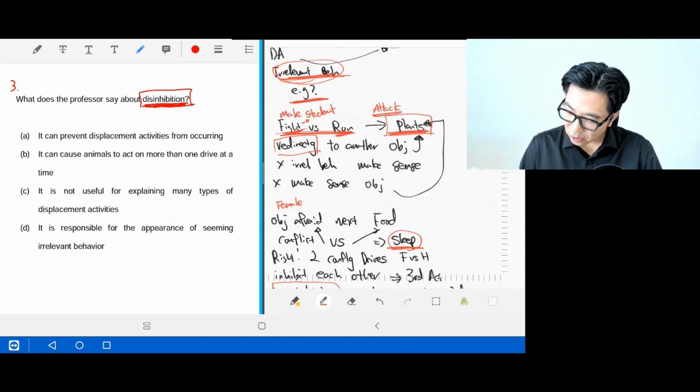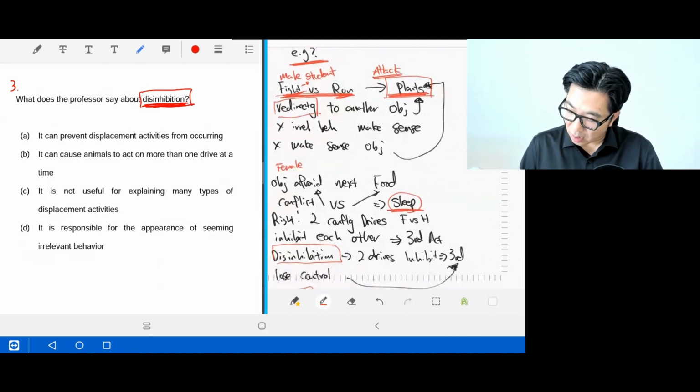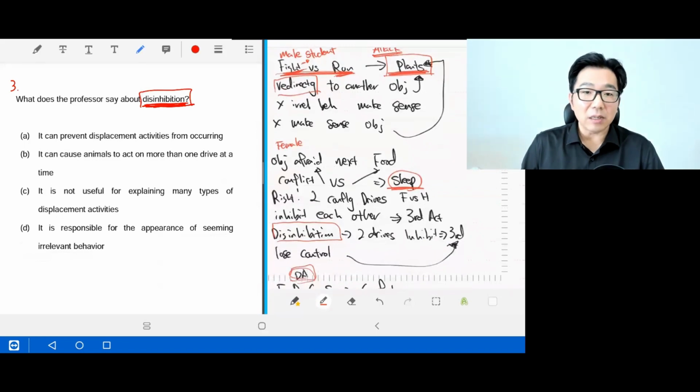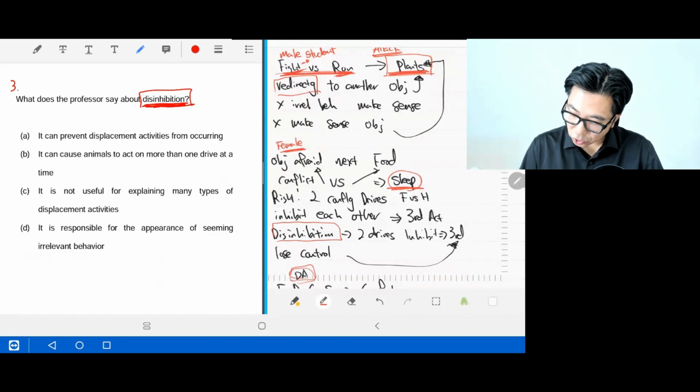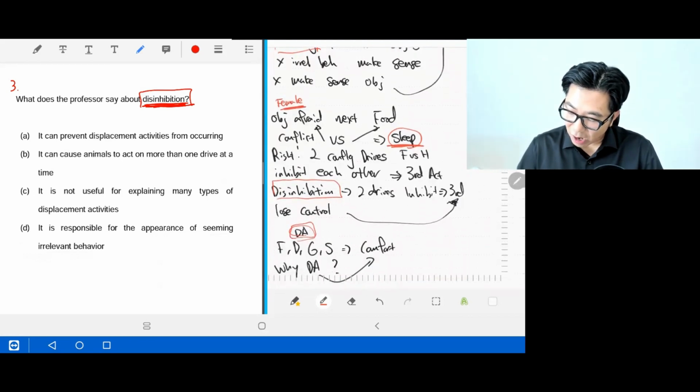So let's have a look at it again thoroughly. The terminology, disinhibition, comes out here when the female student gives the right example of displacement activity, right?